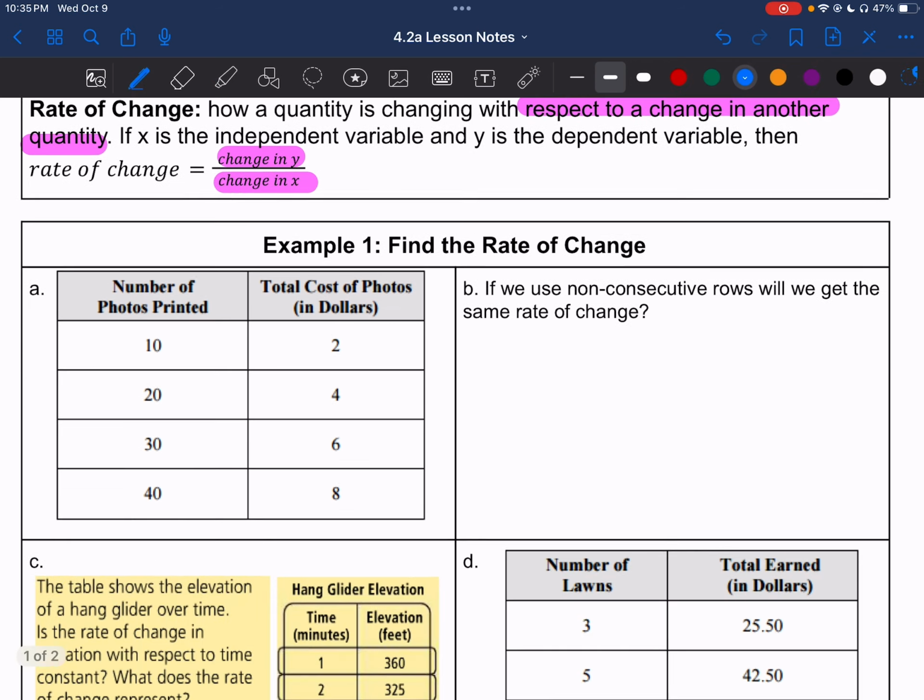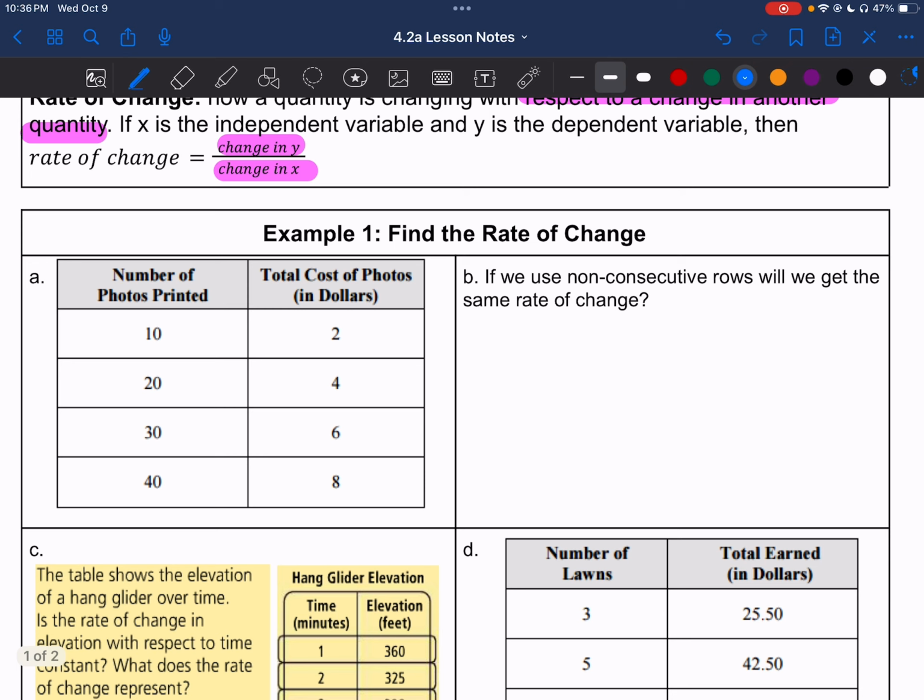Now, when we look at a data table, we're going to see them laid out in one of two ways. Either you have two columns side by side like this. In this case, your left side is your x value and your right side is your y value. Now, if I'm trying to find the rate of change and I have a table like this, I'm going to use these little chevrons, these little triangles, and I'm going to find out what is my change from one row to the next on both my x values and my y values.